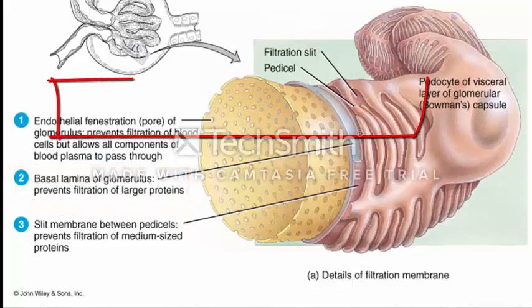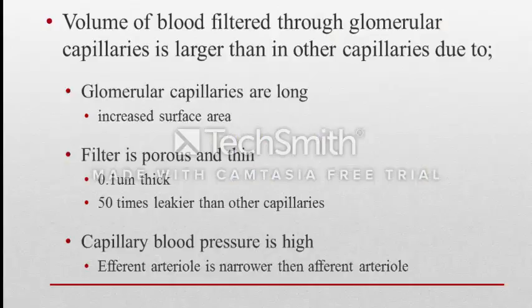The specialized cells of the visceral layer of the Bowman's capsule are called podocytes, and these form the third filtration layer. Between these podocytes are so-called filtration slits, and these prevent filtration of medium-sized proteins. The difference in pressure between the afferent arteriole and the efferent arteriole produces the filtration pressure, and this forces fluid and solutes into the capsular space within the Bowman's capsule.